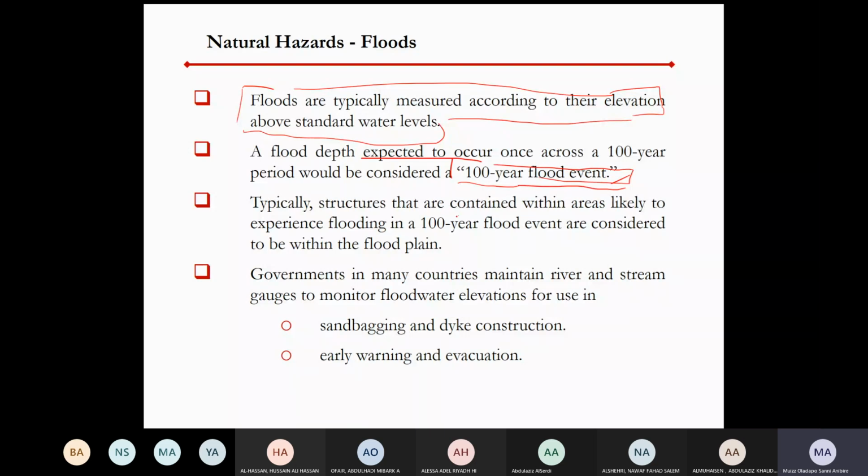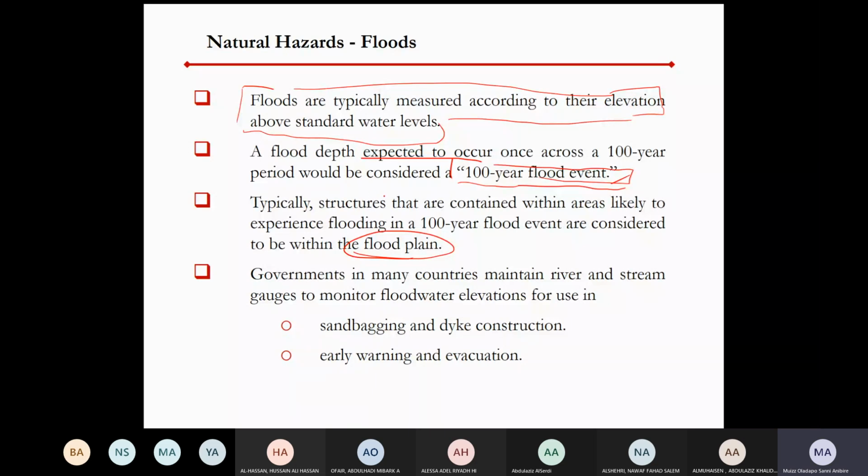Now, typically, structures within areas that are likely to experience flooding in a 100-year event are considered to be within the floodplain. So if there are any structures in this area, then you call those structures within the floodplain. Floodplains are usually places where you have a lot of water collecting. Sometimes you could also use a floodplain to control the flood. What I mean by that is that you could have a place that is designated as a floodplain, so you don't develop or build things in that area. You only leave that area to collect this type of excessive flood.